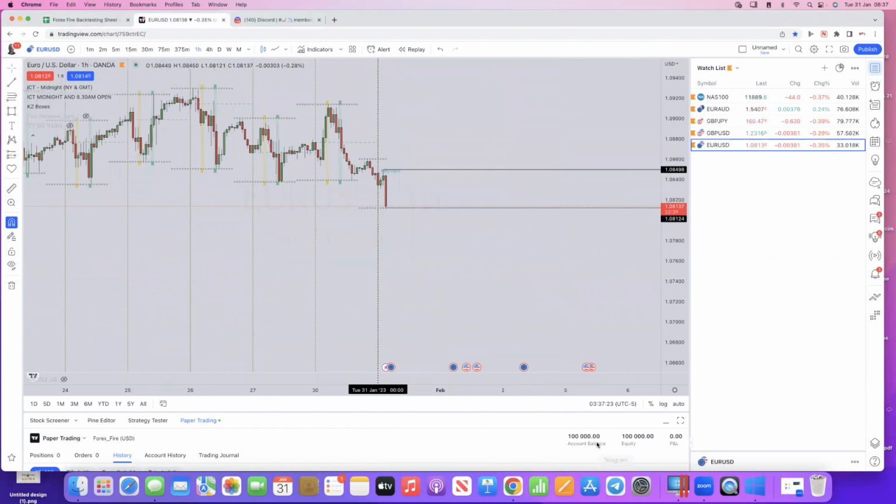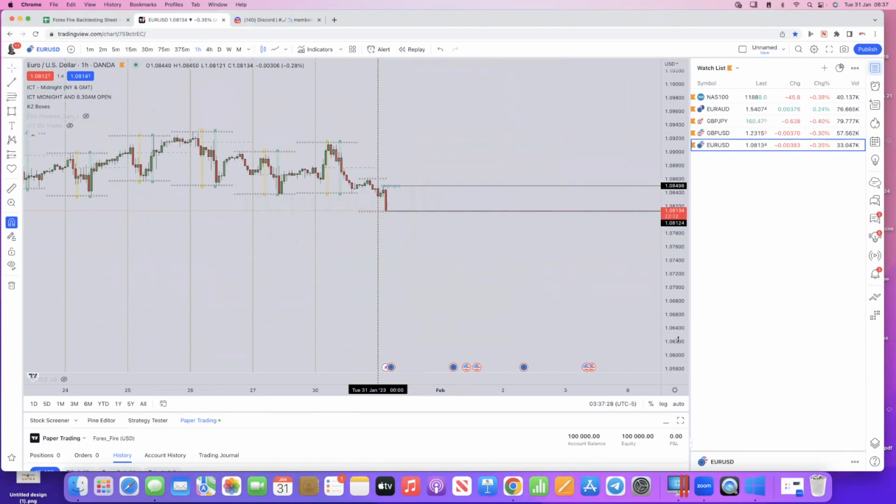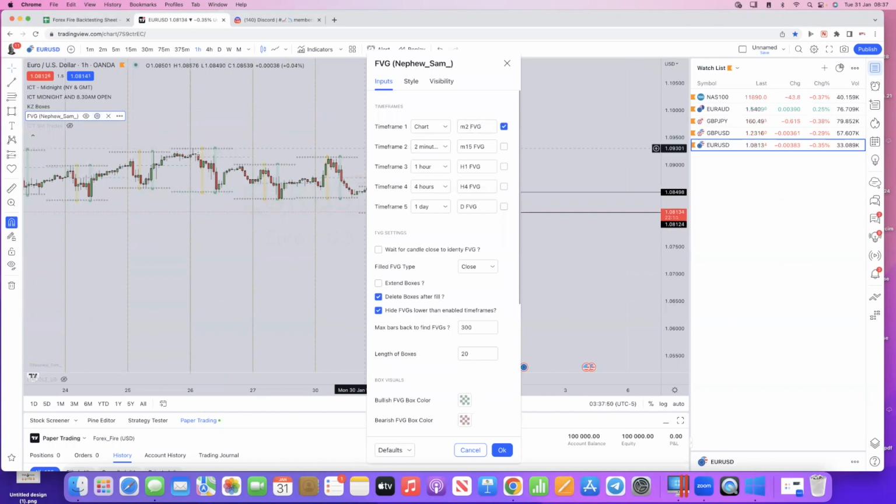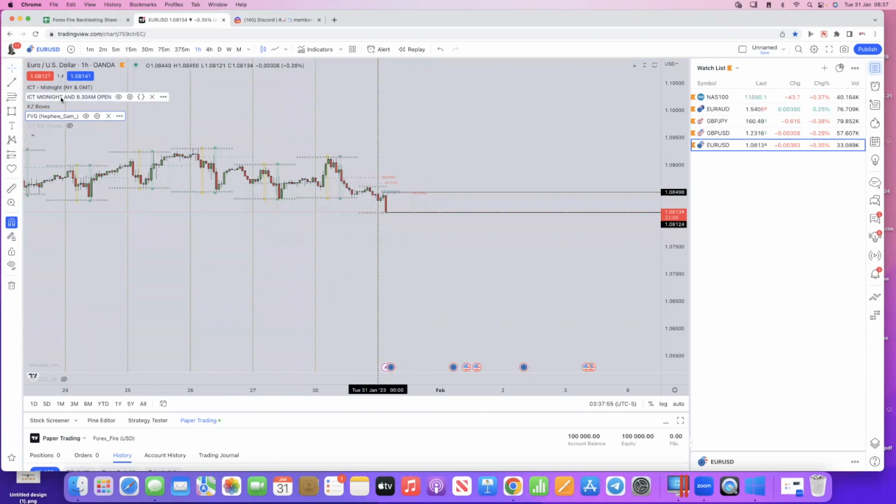This time around, I've put everything up to 100k. We'll risk 1% per trade, and we've marked up our indicators on TradingView. We've got ICT midnight, New York GMT, ICT midnight with the 8:30 open, and the kill zone boxes. I'm going to be using the FVG indicator, and I've got this on a 2-minute chart, a 2-minute fair value gap.